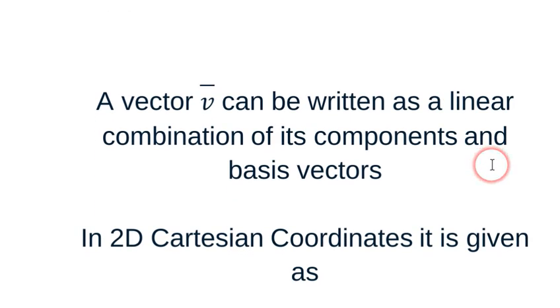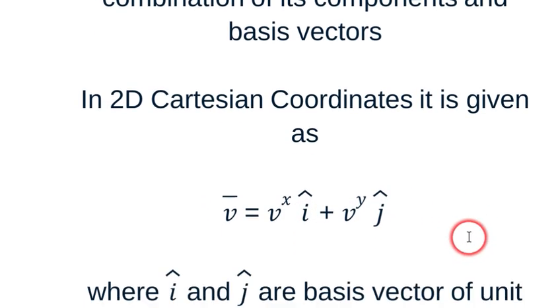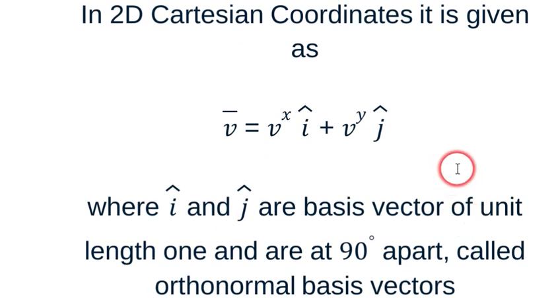Now, let's work in 2 dimensions to start with. The two-dimensional Cartesian coordinate is given as just an x component and a y component, right? And it has these unit vectors, i hat and j hat. It could be x hat, y hat, e_x, e_y. Any way you want to write it, it all means the same thing. So they're basis vectors of unit length, they're 90 degrees apart, and they're called orthonormal basis vectors.